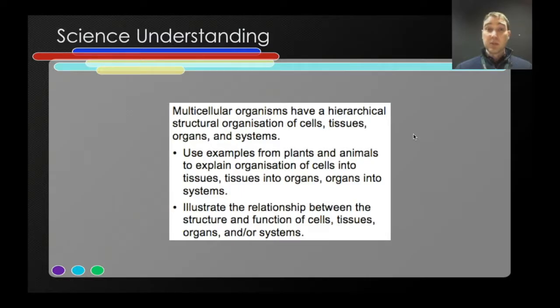So the science understandings we're going to look at: multicellular organisms have a hierarchical structural organisation of cells, tissues, organs and systems. So I use examples from plants and animals to explain organisation of cells into tissues, tissues into organs, and organs into systems, and illustrate the relationship between the structure and function of cells, tissues, organs and systems.